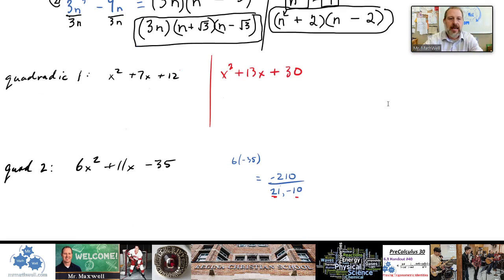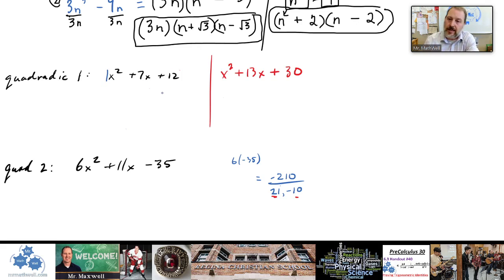Okay, moving on. X squared plus 7x plus 12. This is a quadratic. It's a trinomial, 3 terms. And the one nice thing about this is that the x squared term, or the leading term, has a coefficient of 1. This is the easiest of the quadratic types. That's why it's type 1 maybe.